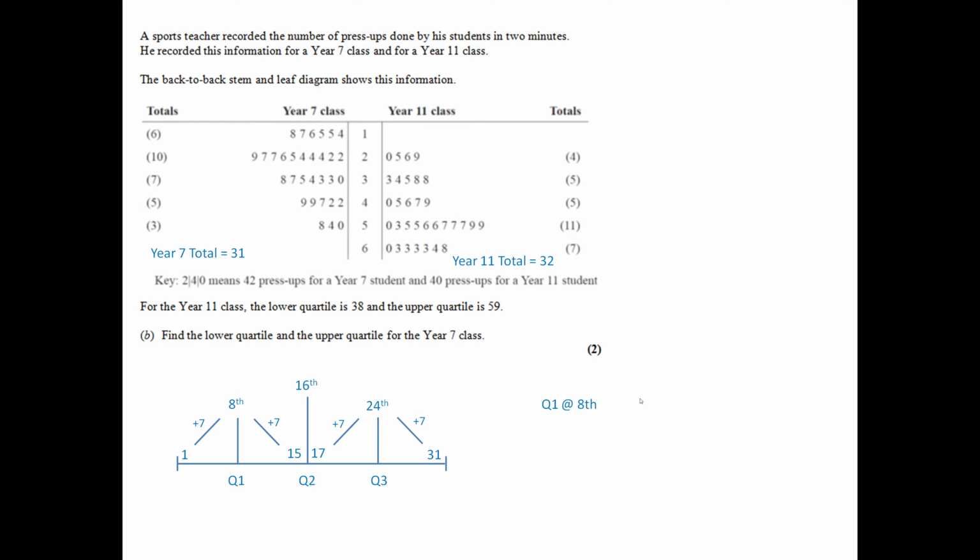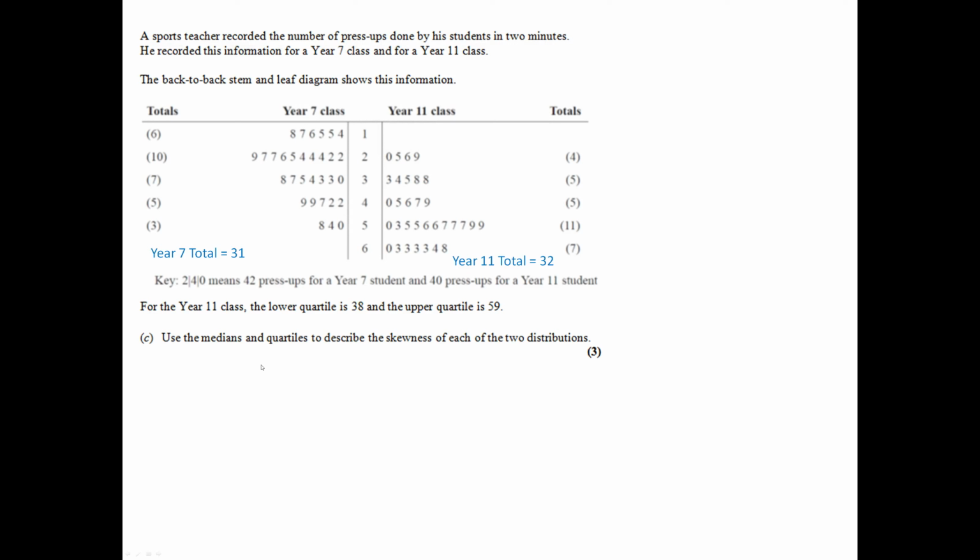So Q1 is at the 8th position. I've got 6 pieces of data in that first line, so the 7th, 8th will be 22. And Q3 is at the 24th position: 16 pieces of data, plus 7 is 23 pieces there. So my Q3 is this value here, 42.